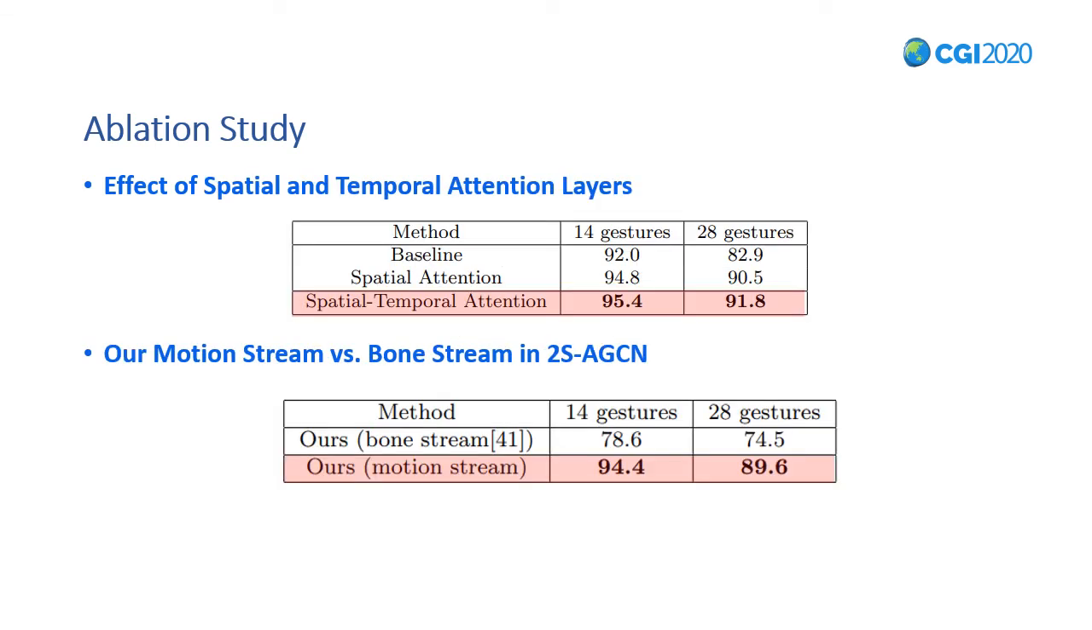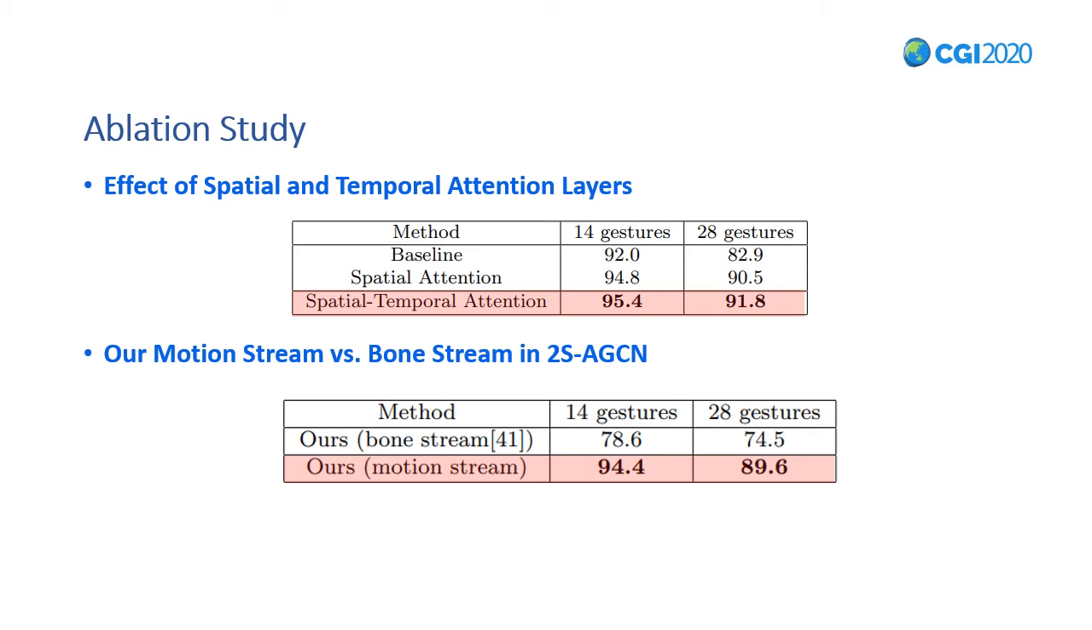To verify whether the spatial and temporal attention layers are useful, we conduct experiments with different attention settings. The first table shows the recognition accuracy using different attention modules. Baseline means we use the same network architecture of our full model and use the original propagation rule for spatial and temporal dimensions. The results show that both the spatial attention and our temporal attention are effective.